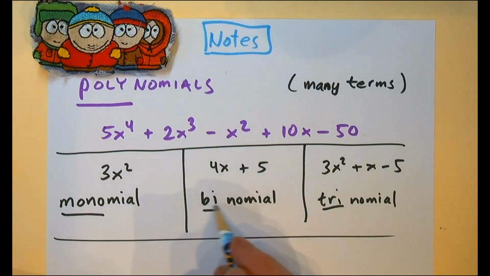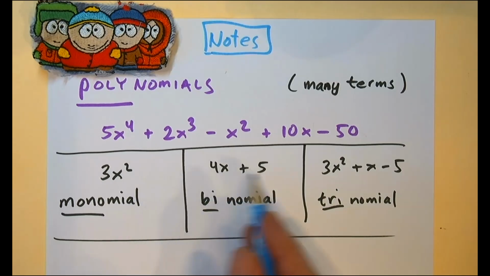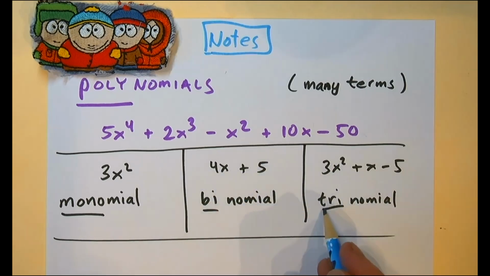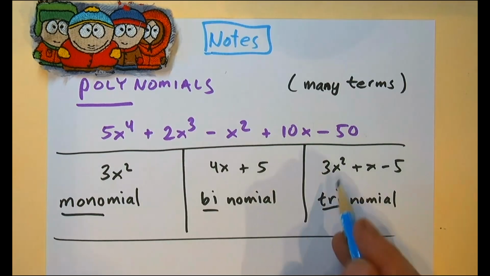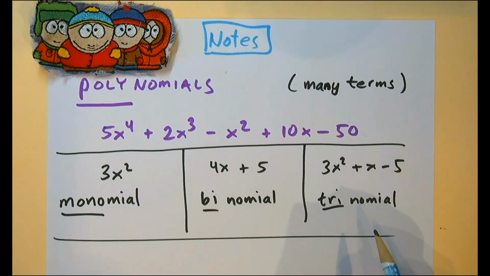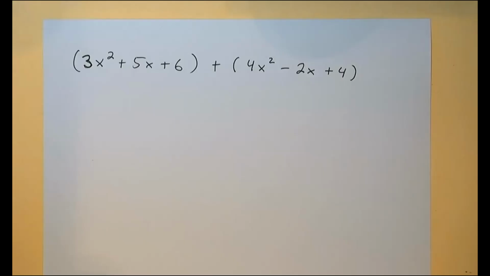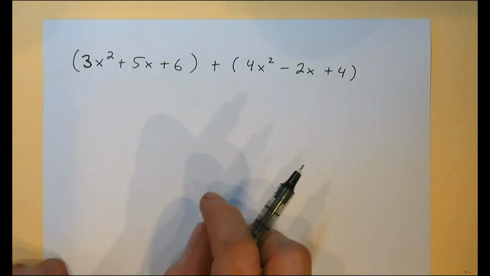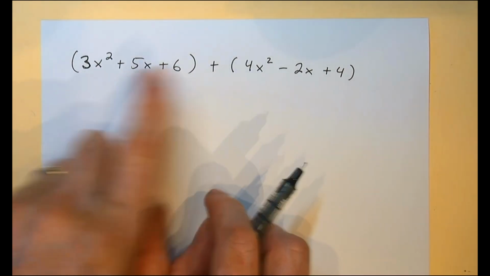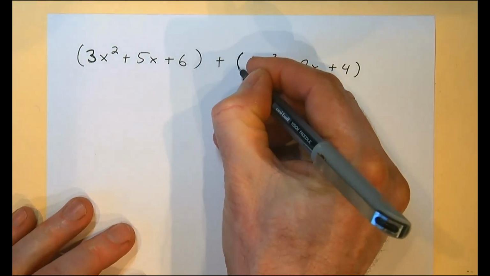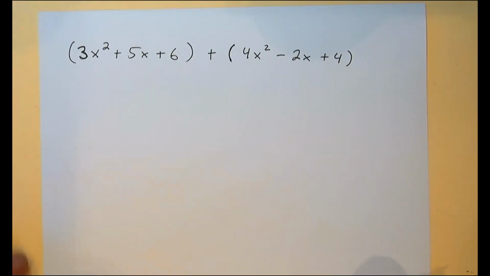Binomial is 2. Bi is 2, like a bicycle has 2 wheels. Humans are bipedal, binoculars have 2 lenses. 2 pieces, 1, 2. And a trinomial, well, guess, tricycle, 3 wheels, tripod, triangle, okay, 1, 2, 3. Trinomials. Okay, so here's a trinomial. Here's another trinomial. And so we can do things like add, subtract, multiply, divide.